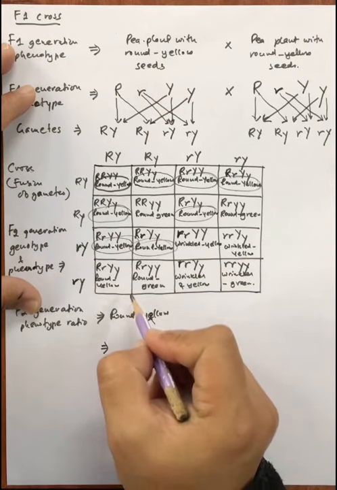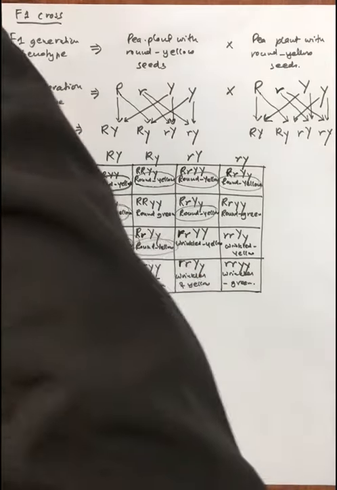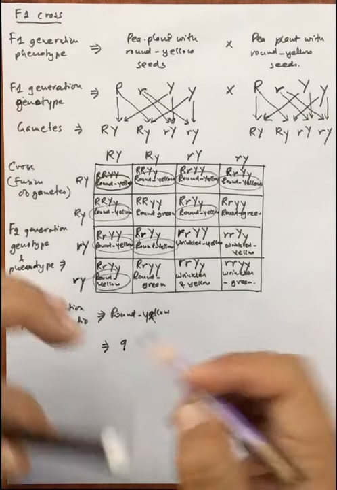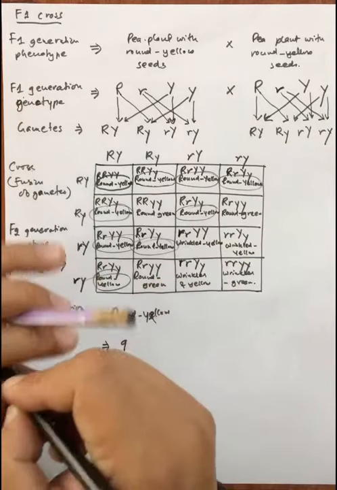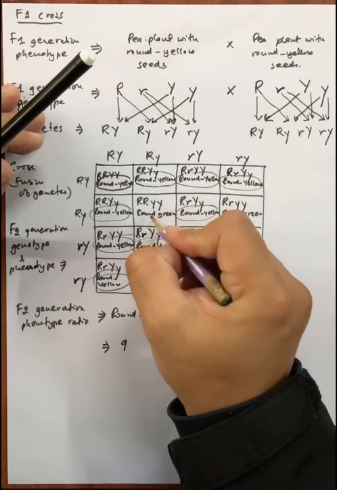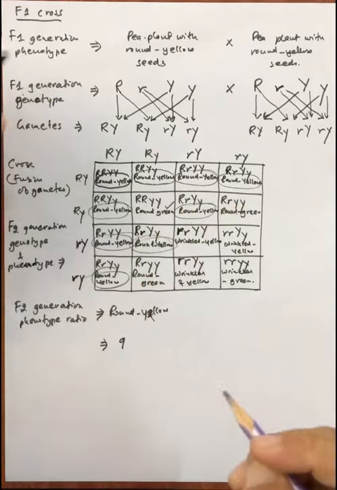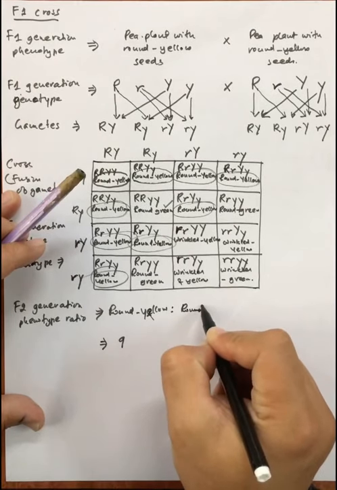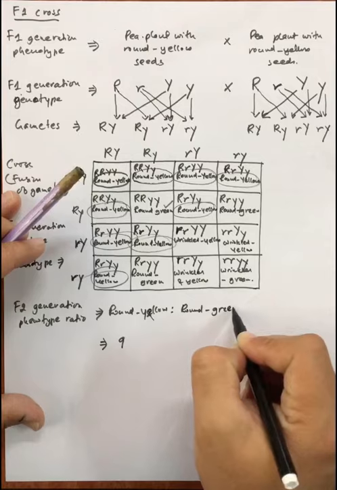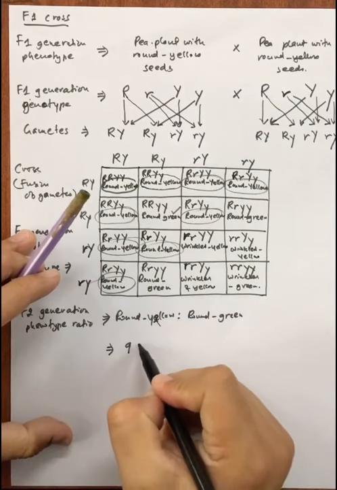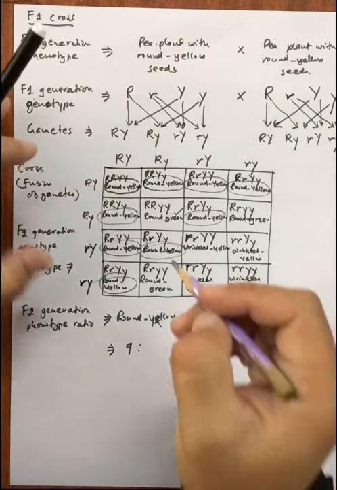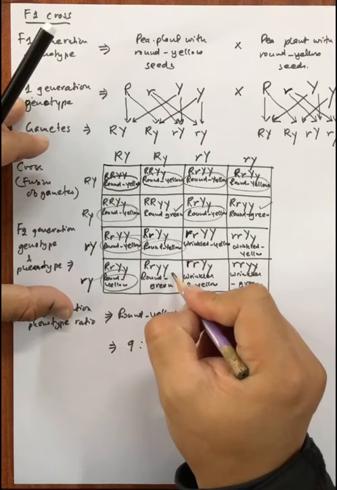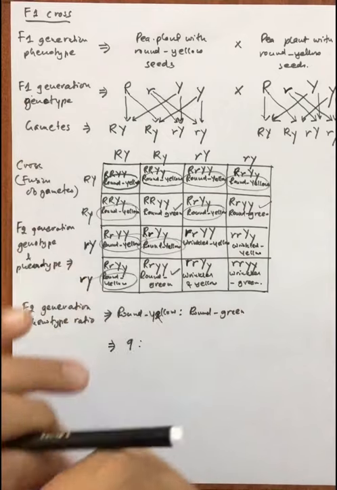Count how many are round and yellow. For the genotype and phenotype, next is round and green. Count the round and green squares in the table for the phenotype ratio.